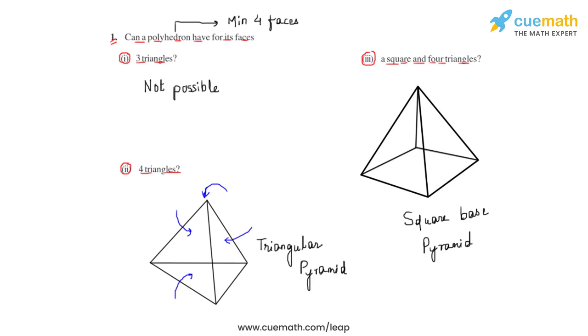Where we see that these are the 3 faces of the polyhedron. One is this side, the back side, and the base is a square, so it's known as a square based pyramid. So these are the ways through which we can state whether we can draw a polyhedron or not. This is how we are going to answer the first question of this exercise.